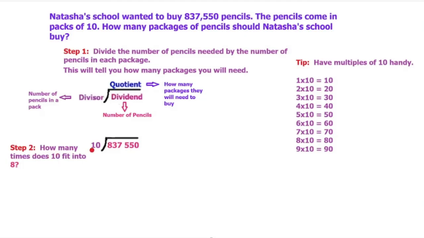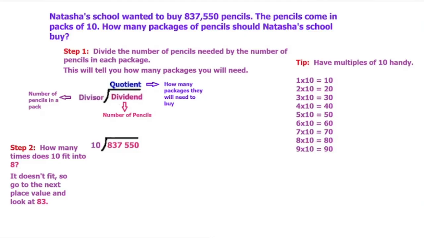So now let's start the long division. So first you look at how many times does 10 fit into 8? It doesn't really fit, right? 10's too big. So go to the next place value and look at 83. So now we look at 83. How many times does 10 fit into 83? Well, it's here, 8. If it's 9, it's too many, right? So we know it's 8.